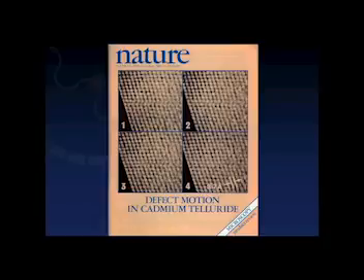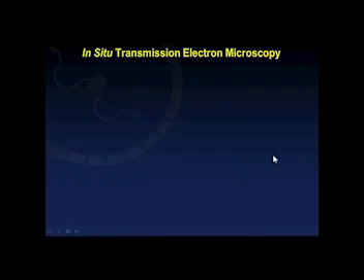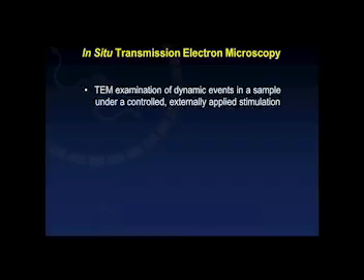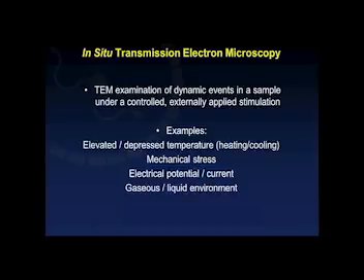And using that video recording system, they were able to capture a series of sharply partial dislocations moving through an atomic plane of cadmium telluride in 4 consecutive frames. This now brings us to the definition of in-situ transmission electron microscopy, which is the TEM examination of dynamic events in a sample under a controlled externally applied stimulation. Examples of stimulations can include temperature, mechanical stress, electrical potential, or a controlled environment such as gas or liquid.